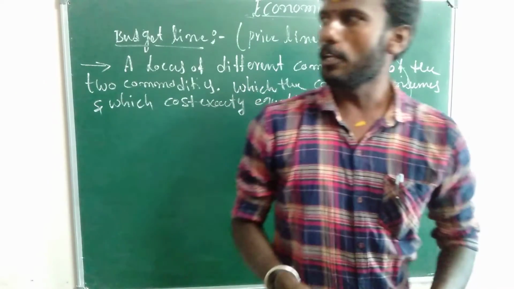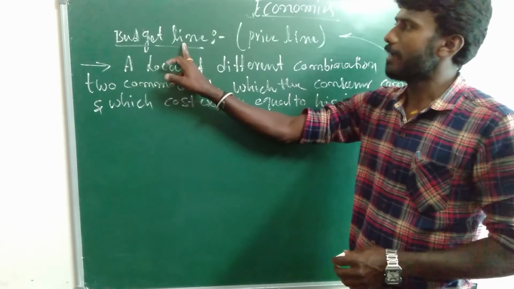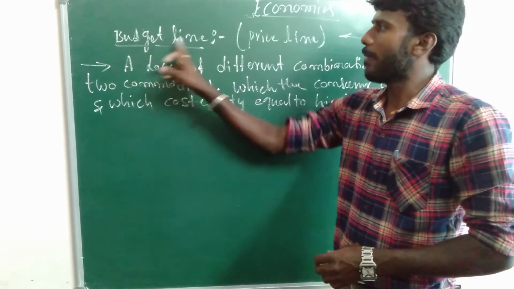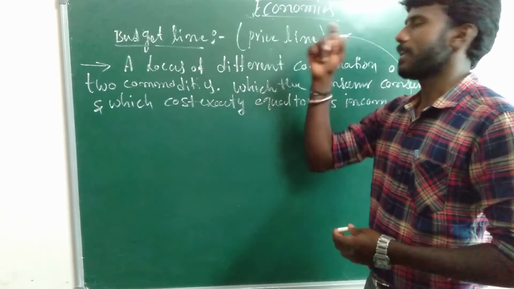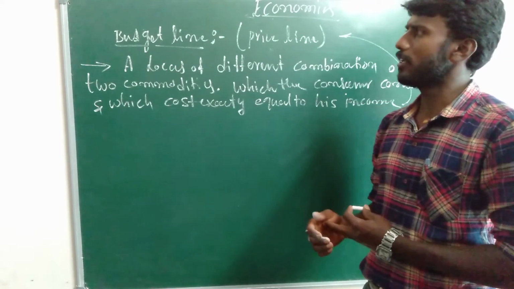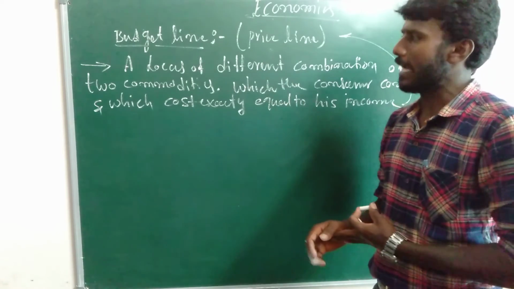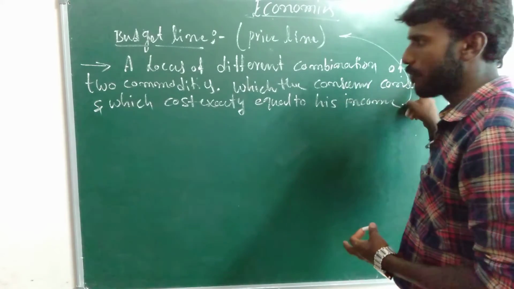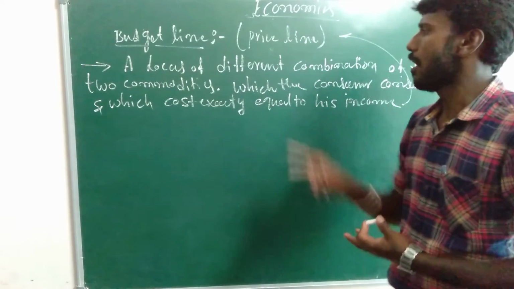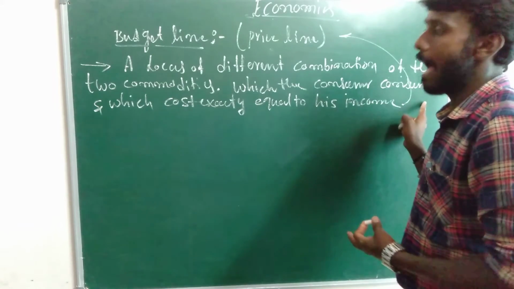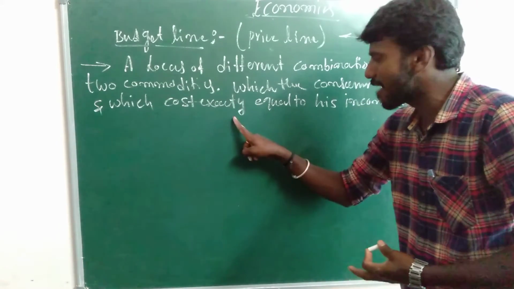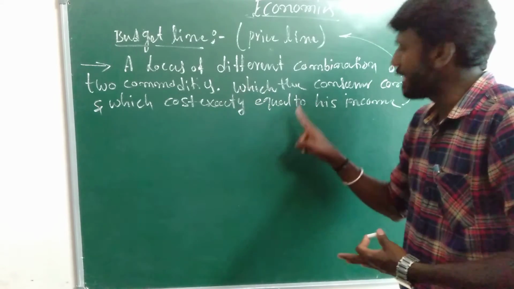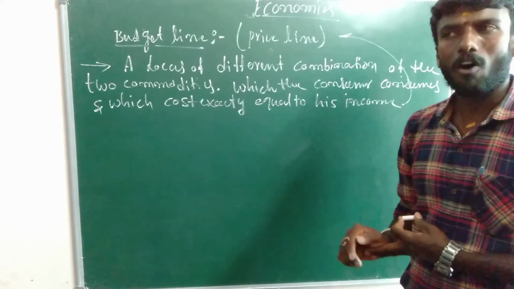See students, you already know the concept of the budget line; it is an interrelated concept of the budget set. Now the budget line we also call the price line. In simple or general terms, the budget line or the price line means the locus of different combinations of the two commodities which the consumer consumes and whose cost is exactly equal to the consumer's income.